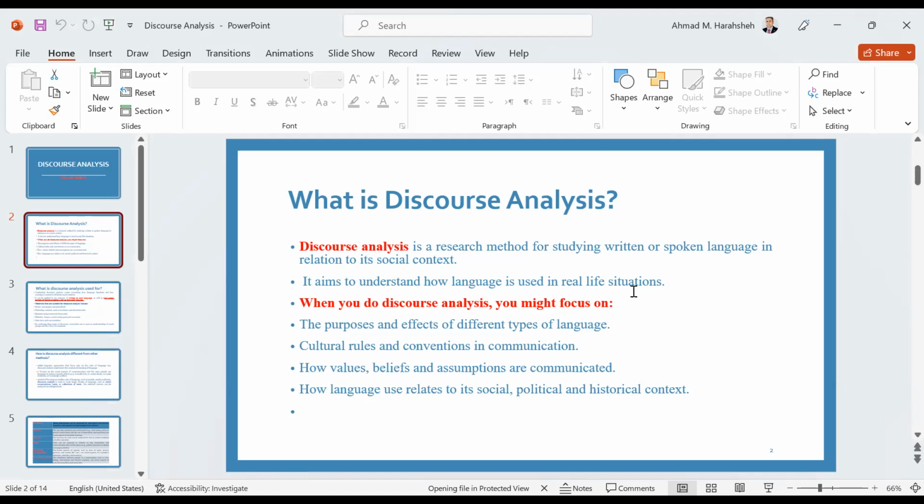Now, it aims to understand how language is used in real life. So this is the main aim, or the main focus, of discourse analysis: to understand how language is used in real life situations. How do we use language in different social settings? Why do we use this kind of language in this setting, for example?